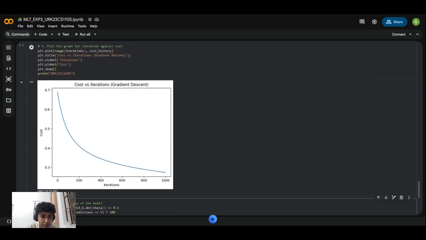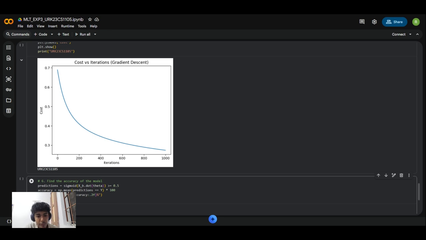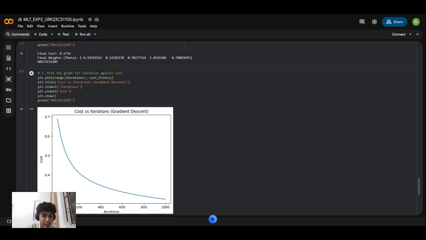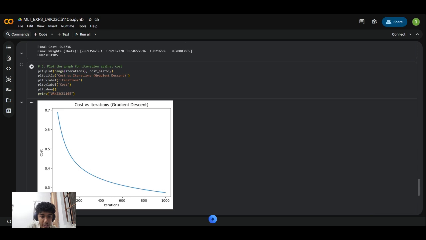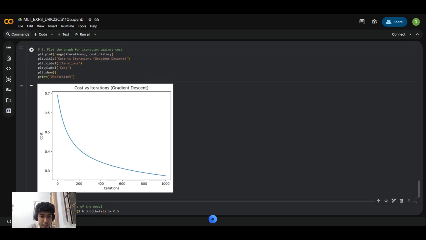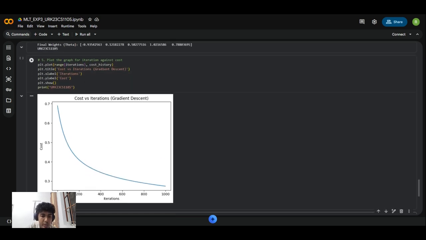So the accuracy of the model means that the model correctly classifies 89.33% of the samples. Before that, we have the gradient descent, the cost, which is 0.2736. So that lower cost indicates better model training.